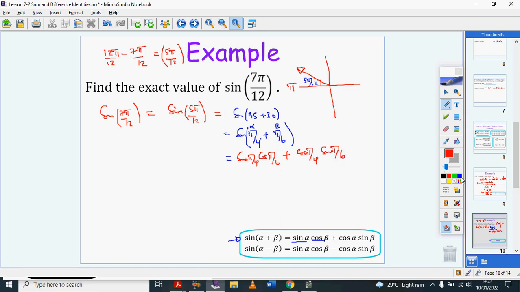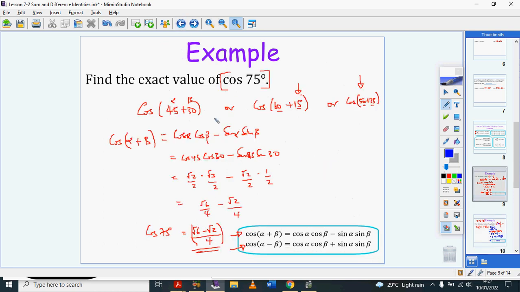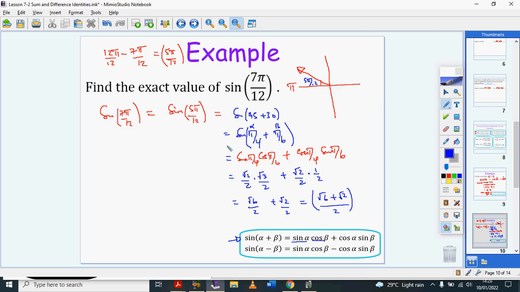Now I just need to substitute the values that I know. Sine pi over 4 is sine 45, which is root 2 over 2. Cosine pi over 6 is cosine 30, which is root 3 over 2. Plus cosine pi over 4 is cosine 45, still root 2 over 2. And sine 30 is 1 over 2. When I simplify these fractions, I have root 6 over 4 plus root 2 over 4, which gives me root 6 plus root 2, divided by 4. And I hope you can see that the values are very similar to what I had here. The only difference is the subtraction, right?